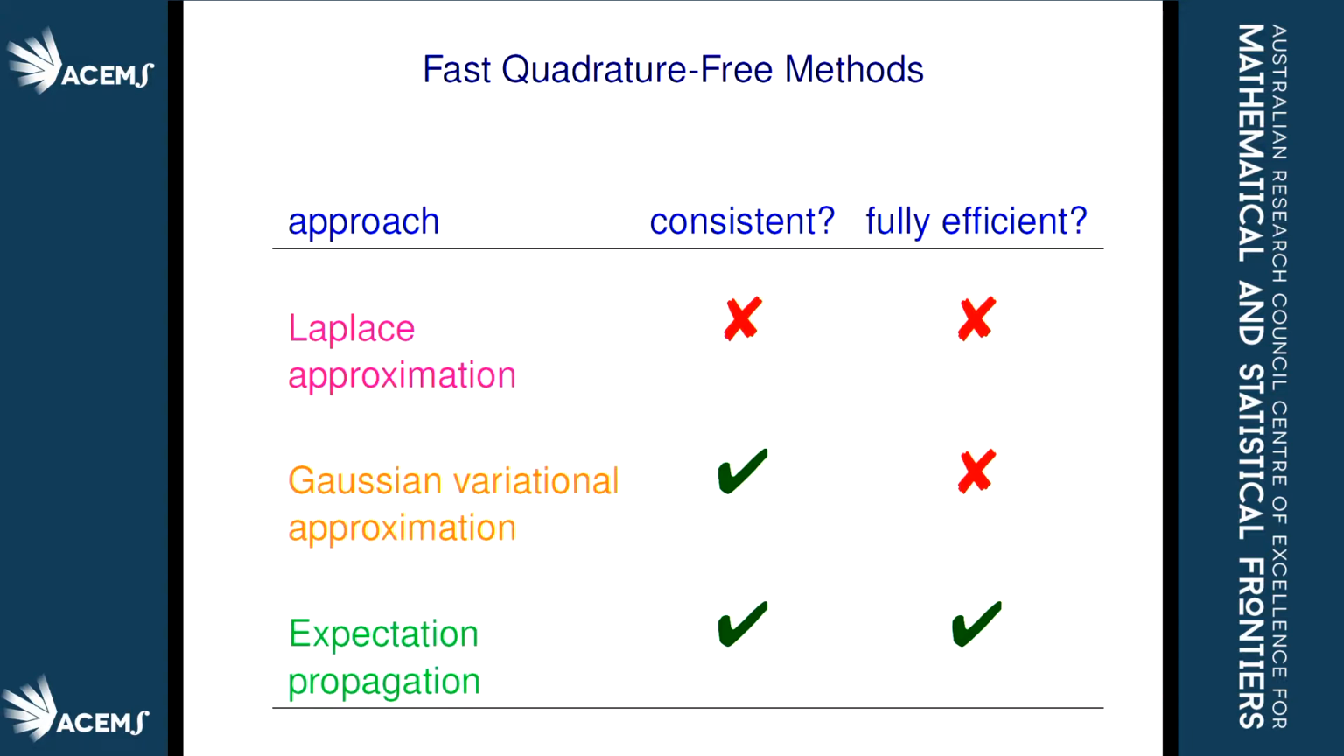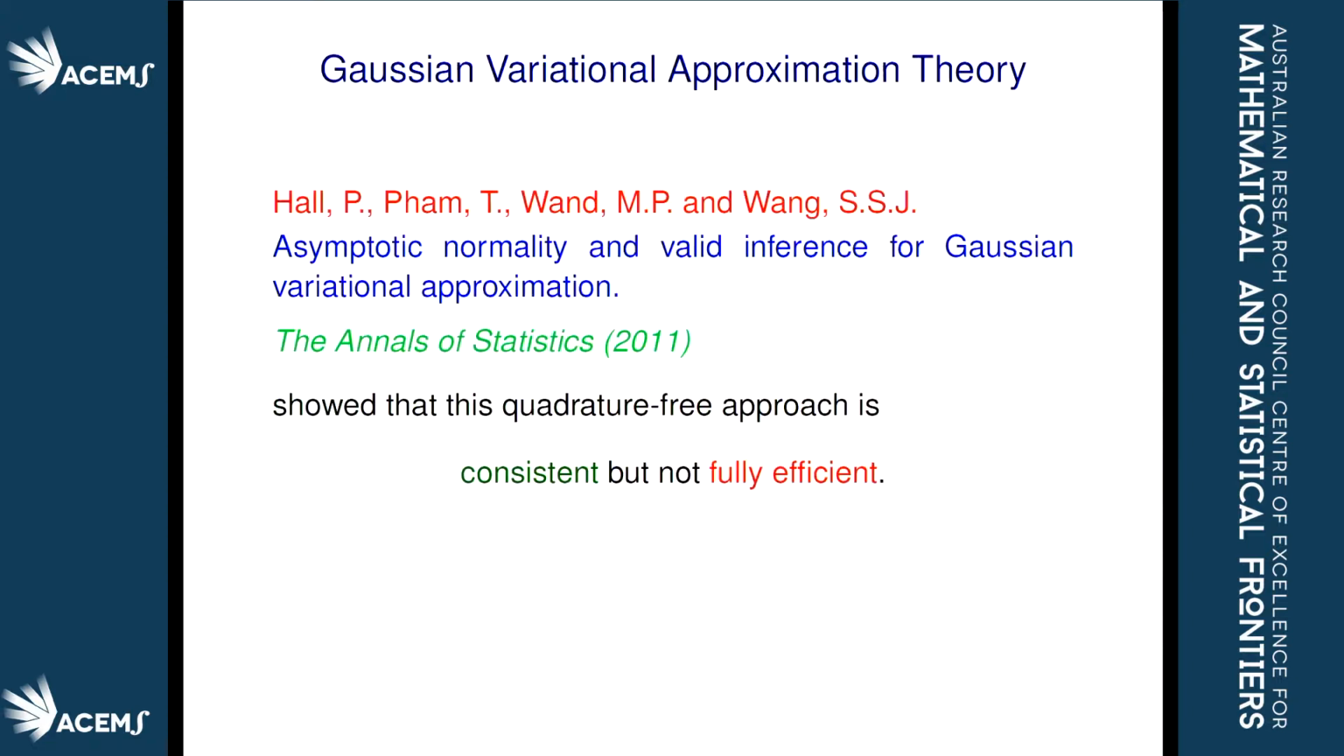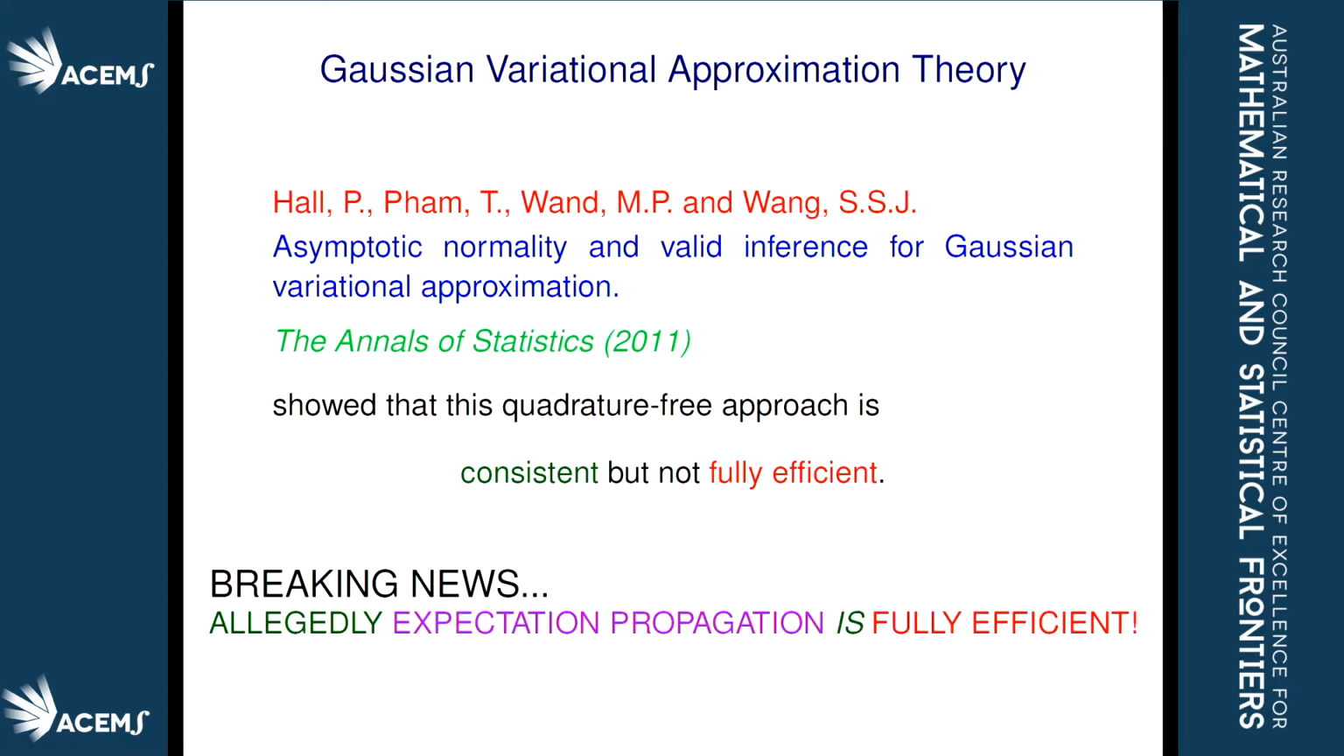that Laplace approximation is not consistent or efficient, and I'm not arguing with that. But Gaussian variational approximation, which John Ormerod and I developed back in the early 2010s, we got Peter Hall to prove some theory about it, and we thought that it wasn't fully efficient. And now we think that expectation propagation has ticks in every column. So our 2011 paper with Peter showed that Gaussian variational approximation, which is quadrature-free, which is what we're aiming for to get around the integral problem, is consistent but not fully efficient. And allegedly, expectation propagation is fully efficient, and that's meant to be the main selling point of this talk. It's the first ever fully efficient, quadrature-free approach for generalized linear mixed models.